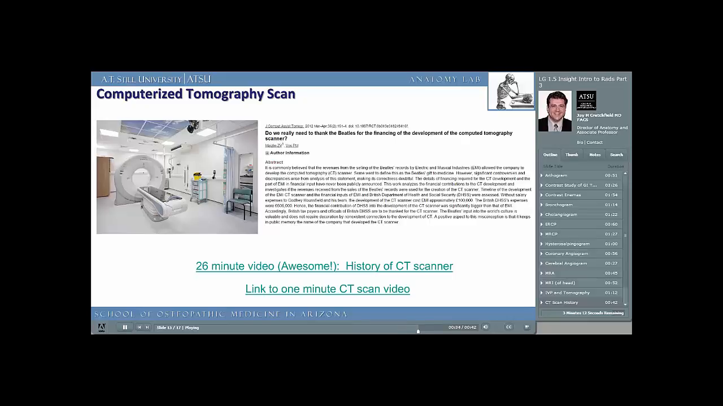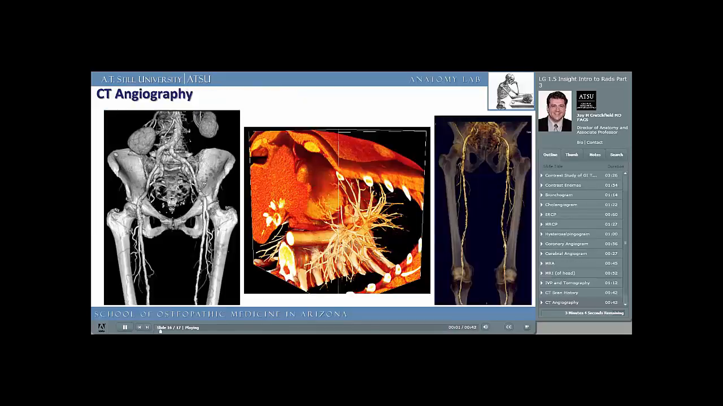If you would like to see a complete body CT scan, click on the other link to view a 1-minute CT scan of one of my actual patients who had breast cancer. Of course, just like the MR scanner, we can focus the plane of a computerized tomogram machine on any organ or vessel. This tomography allows us to obtain elaborate angiograms.